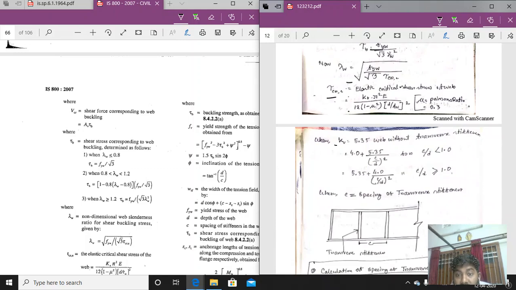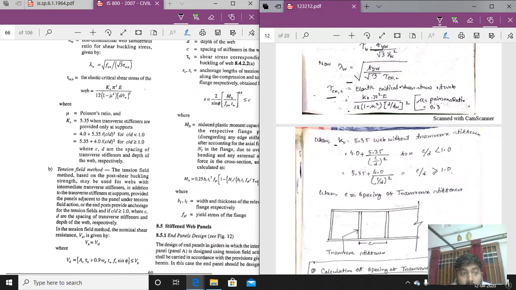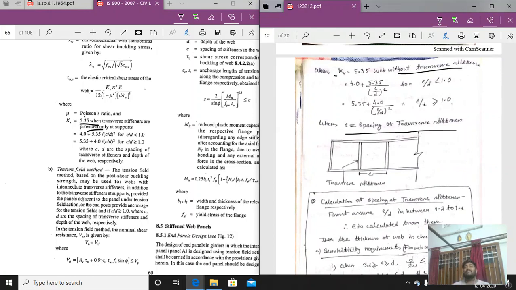Now coming to kv. Depending on the value of Poisson's ratio, kv is equal to 5.35 when transverse stiffeners are provided only at the support. That means the bearing stiffeners are provided only at the support, with no intermediate stiffeners. So there will be no requirement of any spacing. But when intermediate transverse stiffeners are provided, then we have to calculate the spacing for them. For that there are two values, web without transverse stiffeners and 4.0 plus the expression depending on the spacing of the transverse stiffeners. At this stage, we have to determine the spacing of the transverse stiffener.